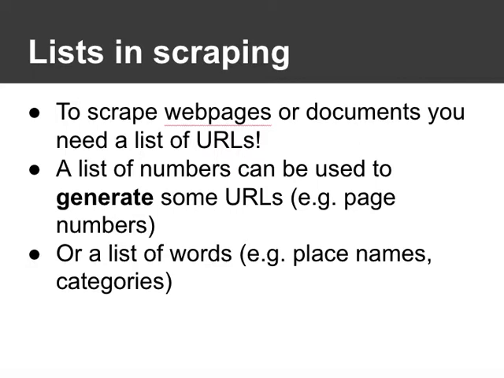Another situation that you frequently encounter in scraping is where you might have a number of different web pages that use different place names or different categories, but the rest of the URL is the same. And again, if you've got a list of those words, you can generate the URLs that you need to scrape by going through a list of those words.